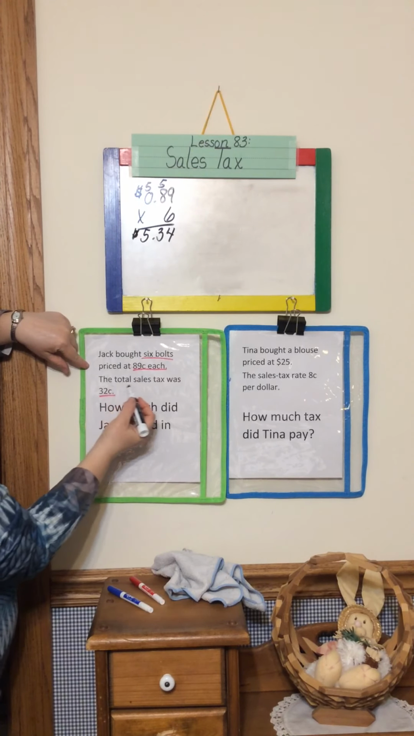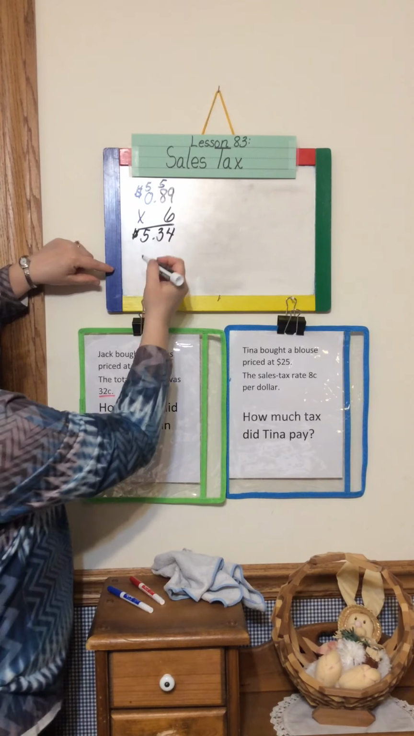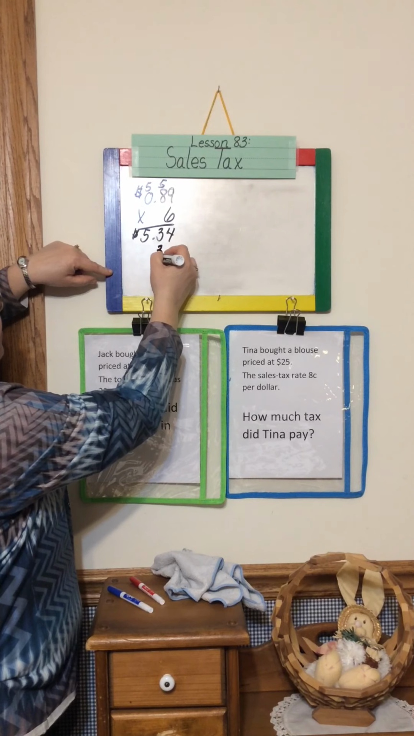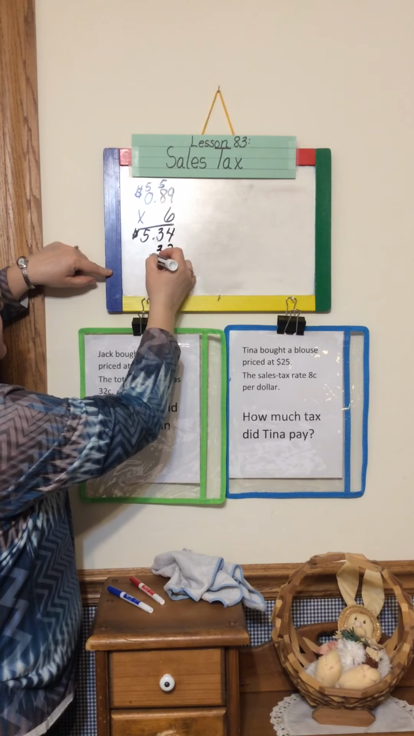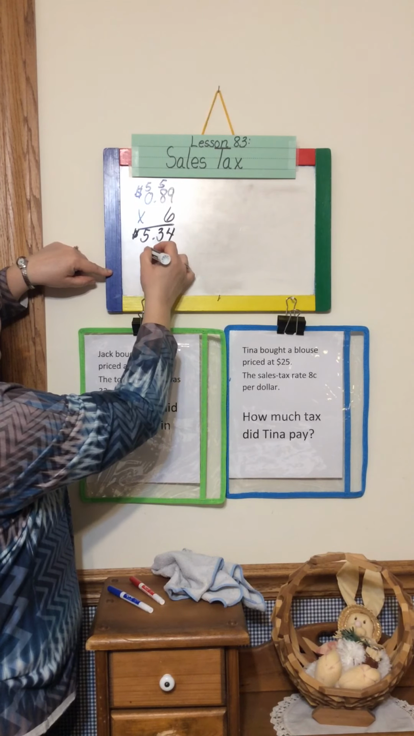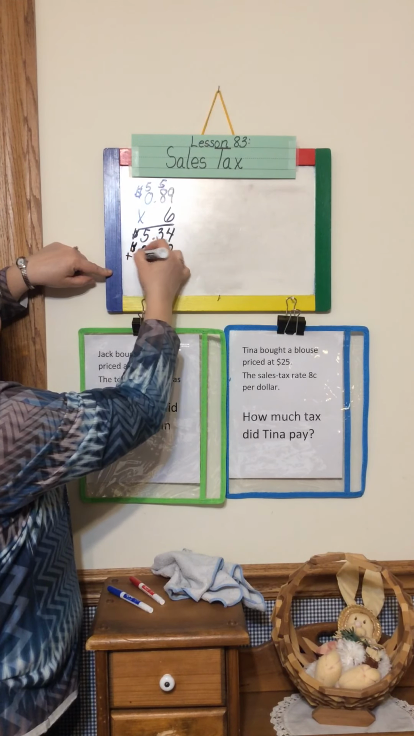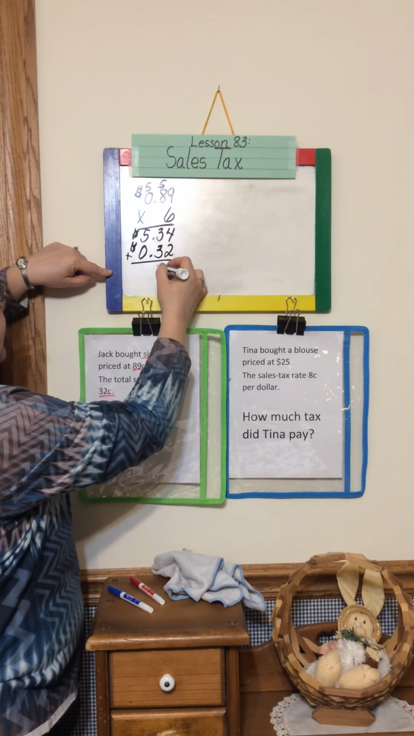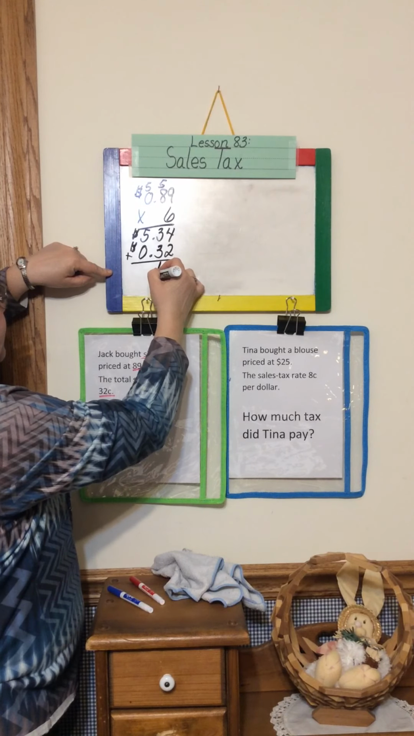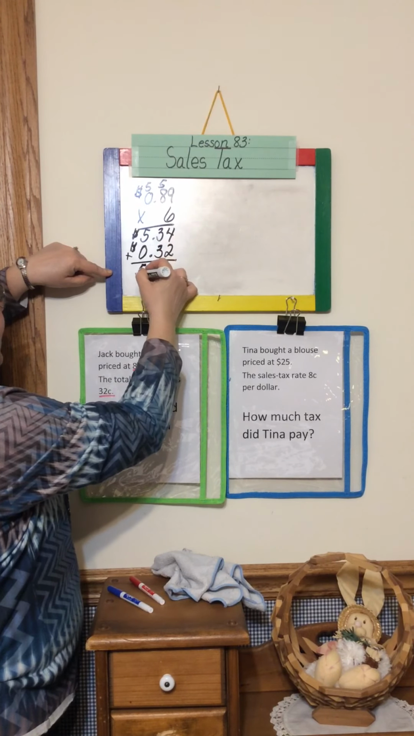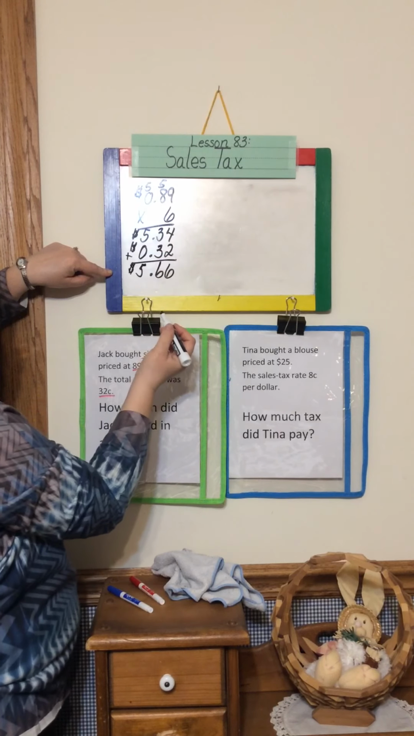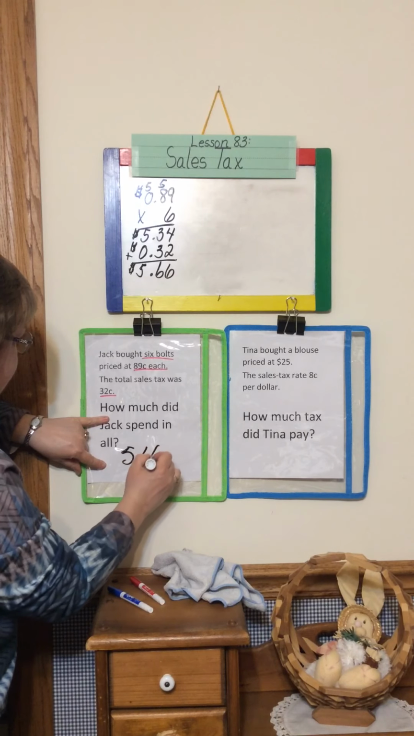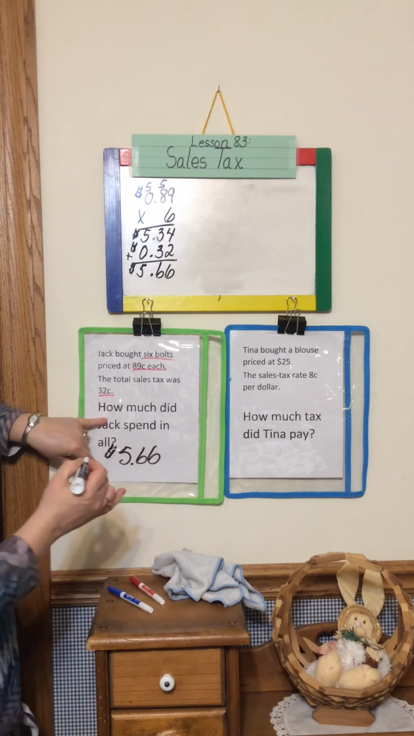But we also have a total sales tax of 32 cents. So we have to add 32 cents on to 534. Now 32 cents, we're not going to write with a cent sign. We're going to make it into a dollar amount. And we're going to add that. 4 plus 2 is 6. 3 plus 3 in the tens is 6. Don't forget our decimal point. 5 plus 0 is 5. For a grand total of $5.66. $5.66 is how much Jack spent in all.